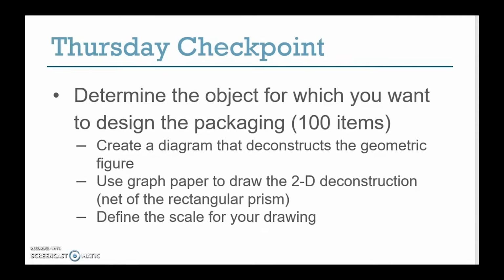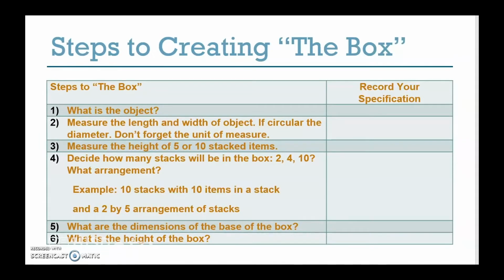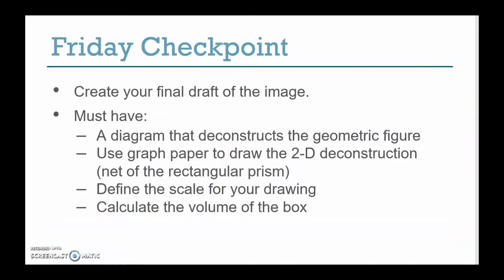In just a few moments, we'll look a little more closely at what we're asking you to calculate. On Thursday is when you start to plan. If you want to have 100 items in one box to ship it away, how are you going to create that packaging? So again, you'll be asked to create a diagram that deconstructs that figure. You're going to use the graph paper to draw that net or that deconstruction, and again, define the scale of your drawing. We've listed out the steps to creating the box on that checklist for Thursday, because then on Friday, we're going to have you create the final draft of your image.